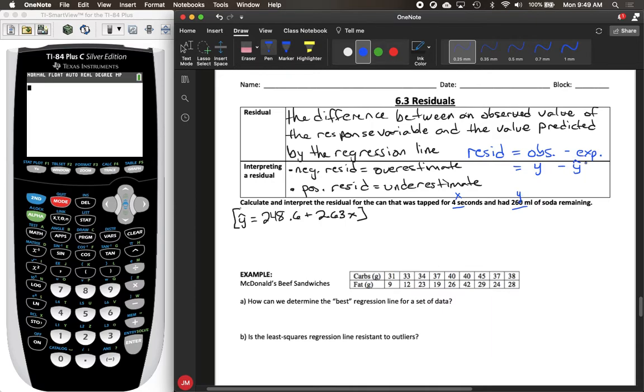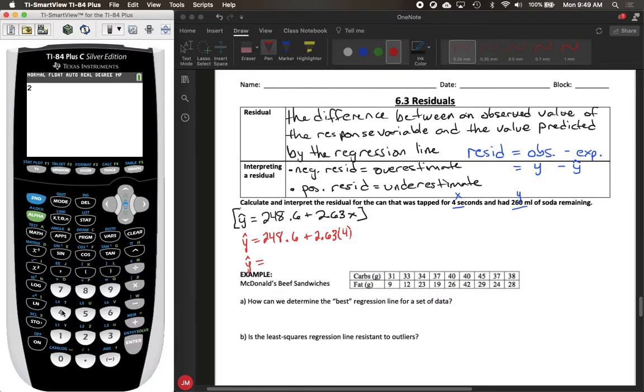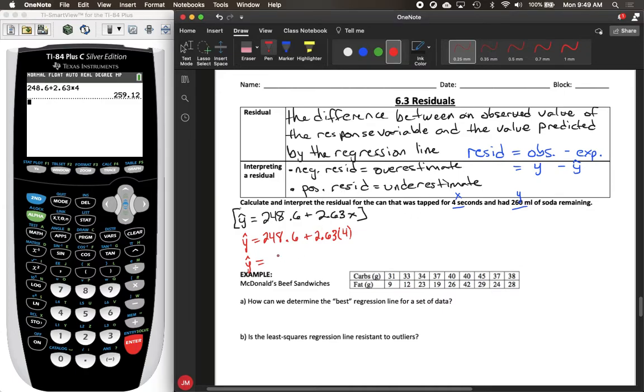So to find this residual, we need to find what y hat would be. We have an equation for that: y hat is equal to 248.6 plus 2.63 multiplied by x. Let's plug in 4 for x and simplify. Go ahead and type it into your calculator: 248.6 plus 2.63 multiplied by 4. That's going to be 259.12. It's actually a pretty close estimate if you think about it.